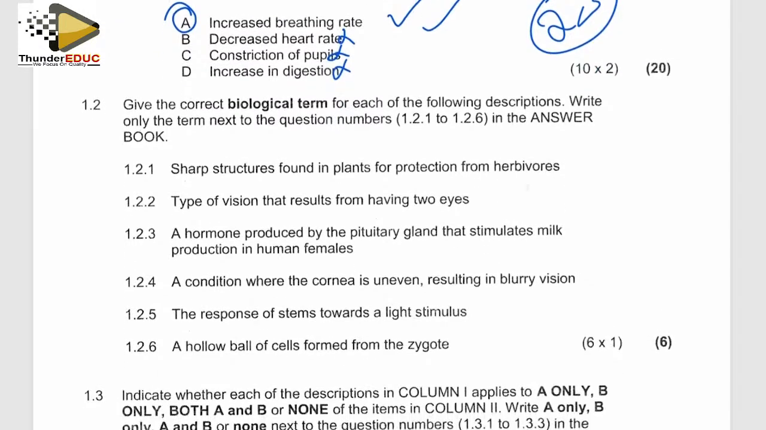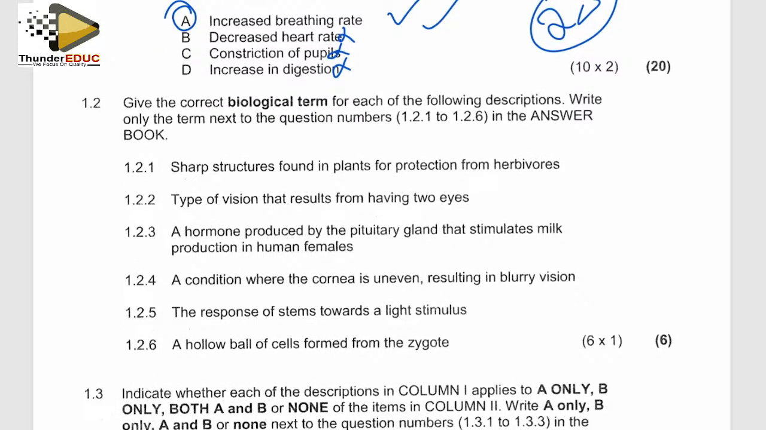Let me know if you got 20 out of 20. They're saying give the correct terminology, biological terms. So, sharp structure found in the plant for protection. This one we also discussed, and we said that these are thorns. So that one is gone.